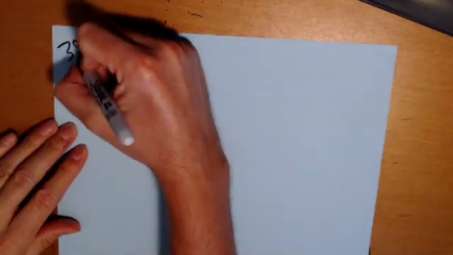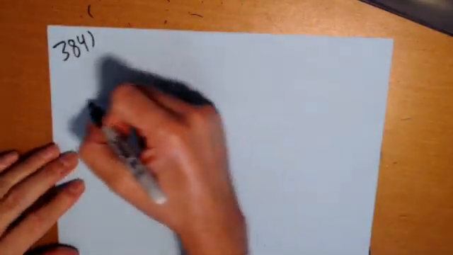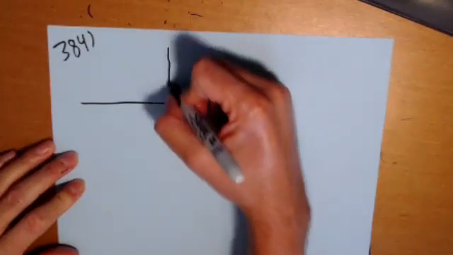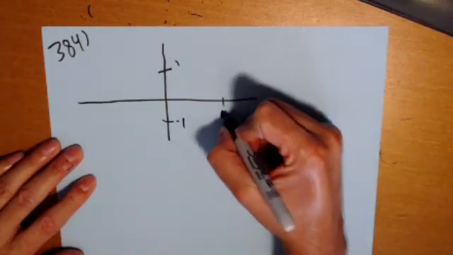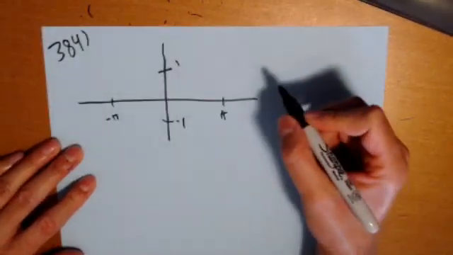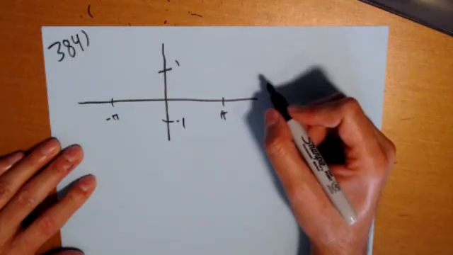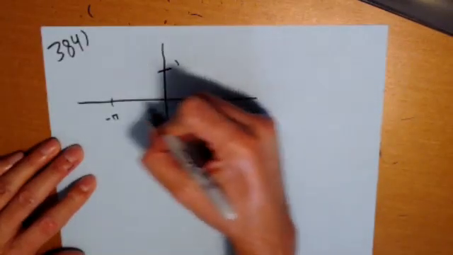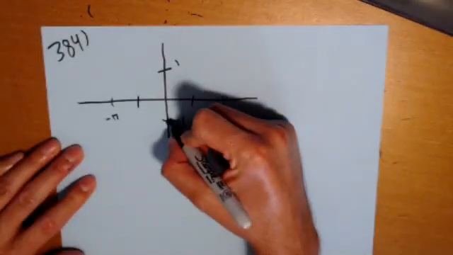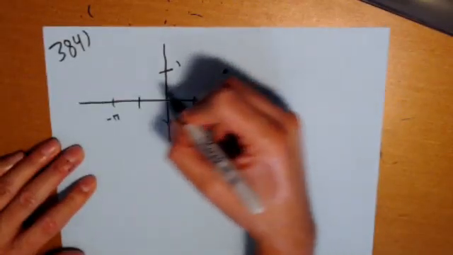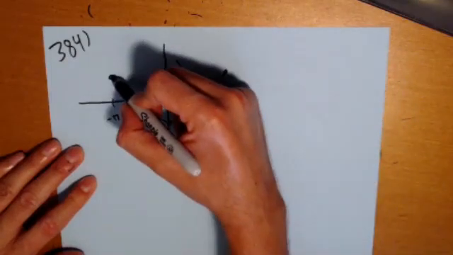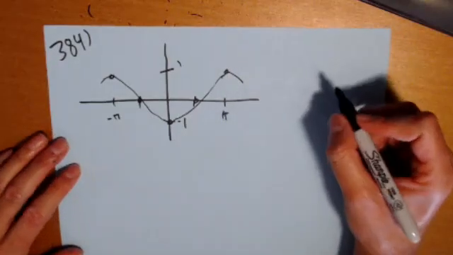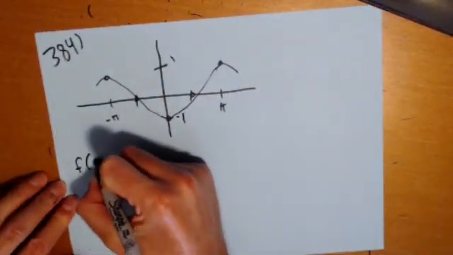384. Blue paper. 384. They give me a weird looking picture. 1, negative 1, pi, negative pi, and then the picture goes here, here, here, here, here. So it's kind of doing a wave thingy.